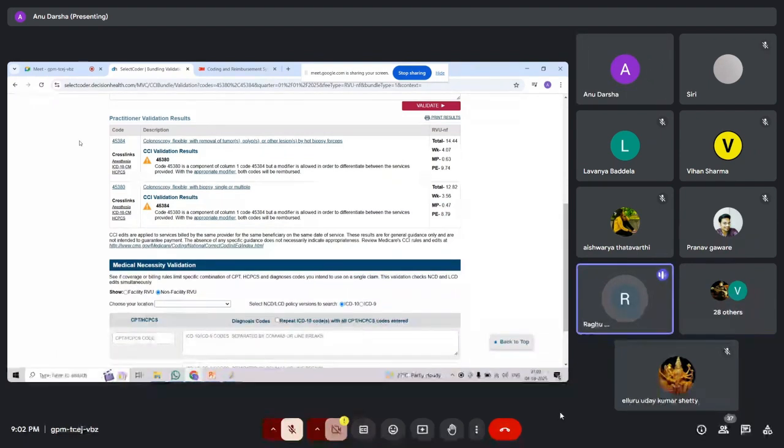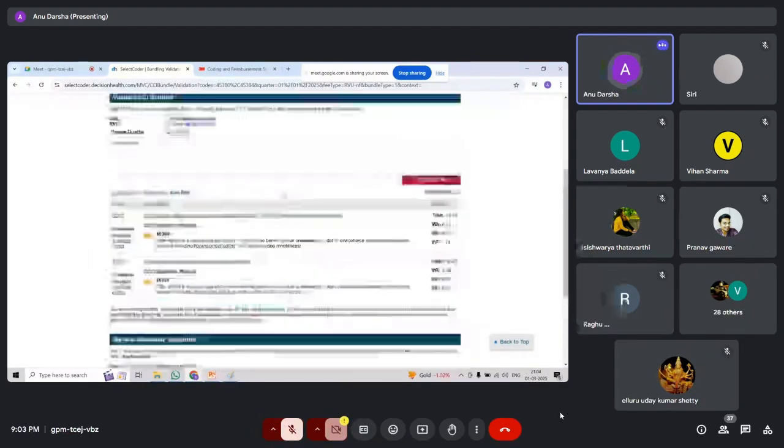Standalone code will be the primary CPT, which can be appended only once. Add-on code can be applied multiple times with the units. Yeah, to some extent what you said is right. This is the primary CPT. Standalone code is the primary CPT, and add-on code is the one, for example, if we take debridements.